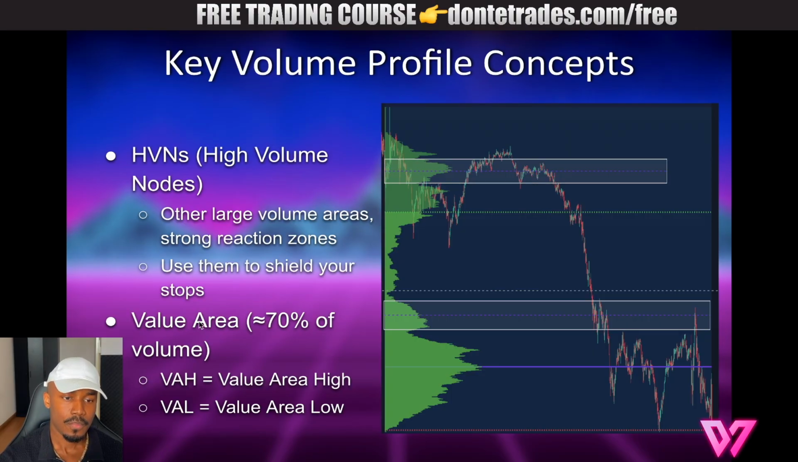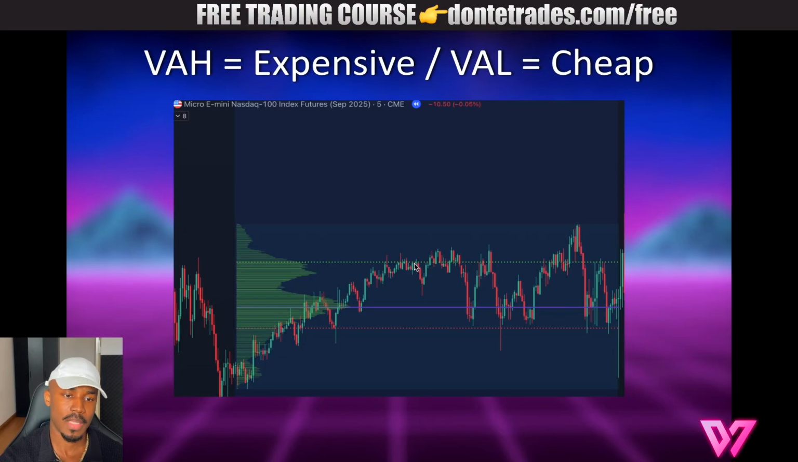So the value area is just where 70% of the trading volume happened. So value area high, and we have the value area low. So this green line here, I'll mark mine green. This is the value area high. And then this red line here is the value area low. So we're going to dive a little bit more into what that means here.